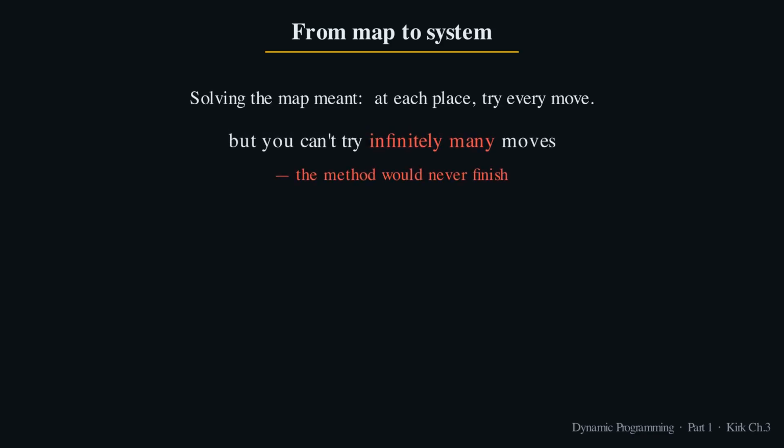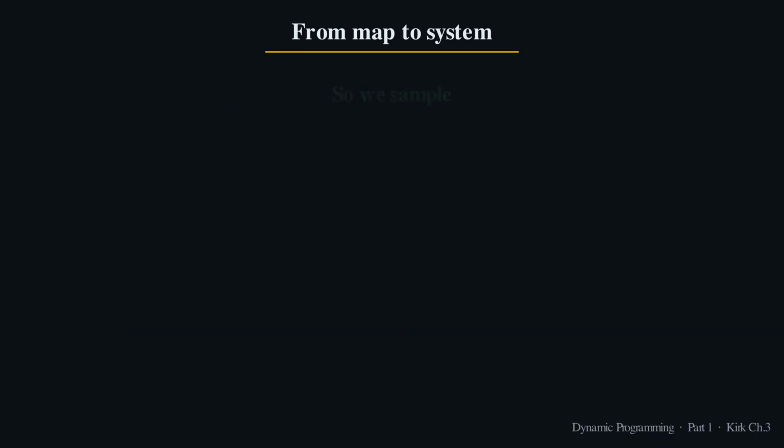Now remember how we solved the map. At each place, we tried every move. But you cannot try every move when there are infinitely many states and infinitely many controls. The method would never finish. So we do the only sensible thing.